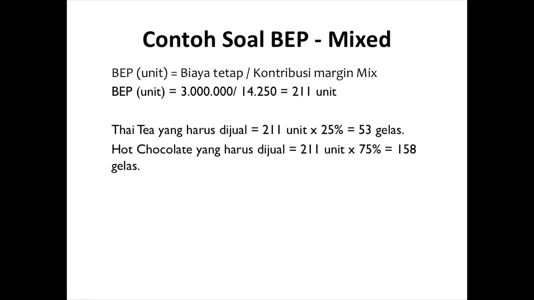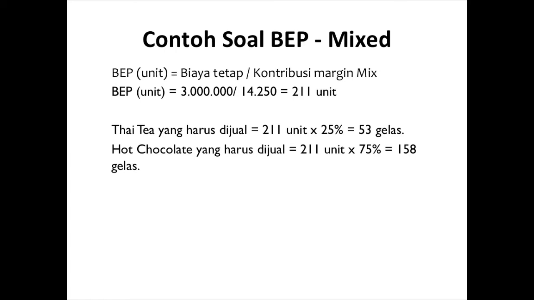Again, as I would suggest, you count it per day. So you may divide the Thai tea by the number of days in the month, and you divide the hot choco by the number of days in a month. This number, you divide by the number of days in a month. This number, you divide by the number of days in a month.